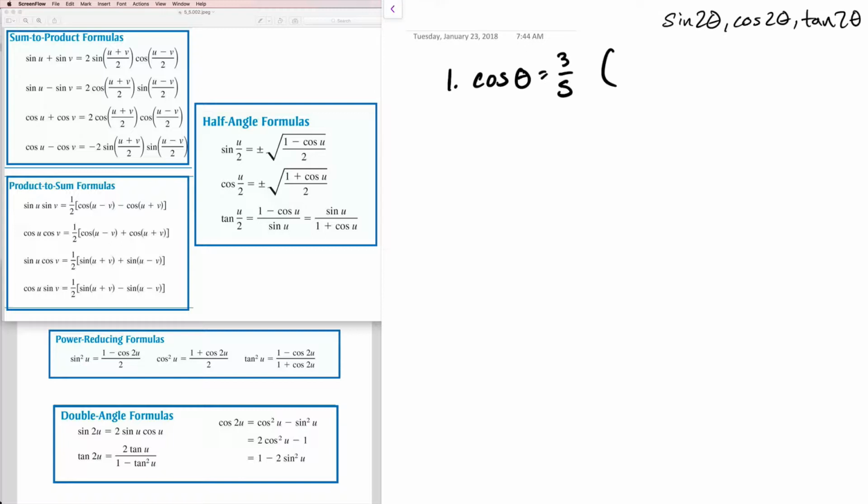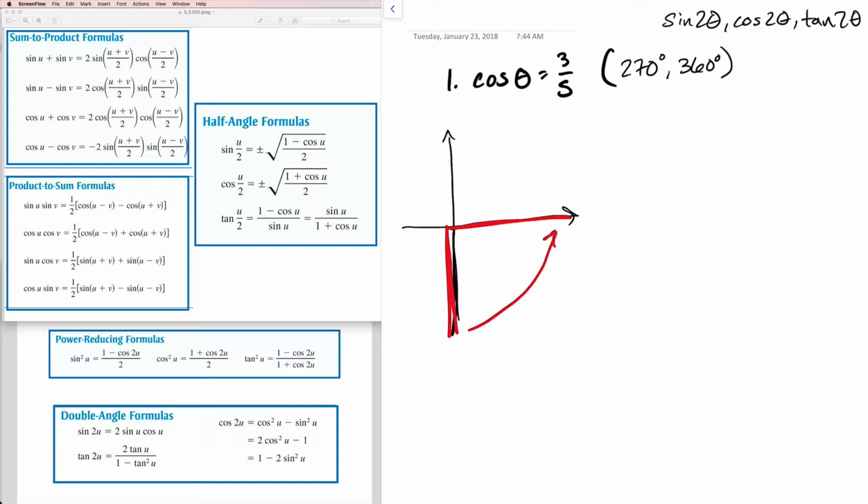So my given value is cosine theta 3 over 5, and it wants me to find the values for these in the given interval, which is 270 to 360. So if I'm looking at my unit circle, I'm looking at the values that are here. So these are these values here, from 270 to 360, okay?